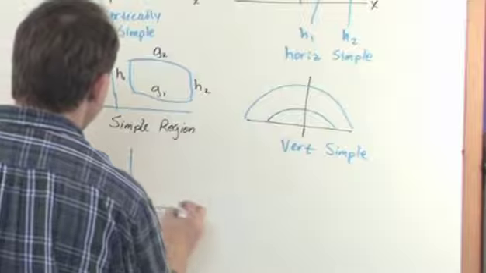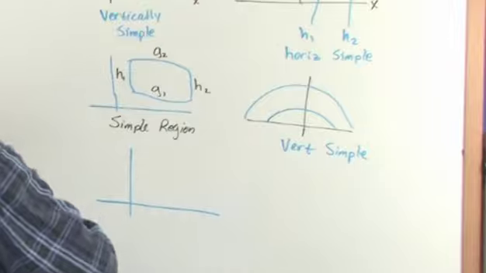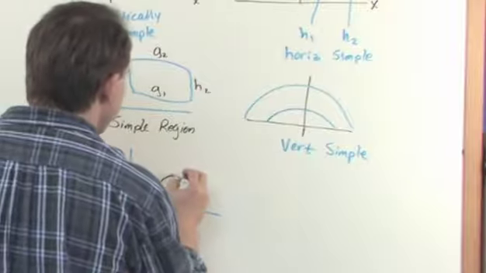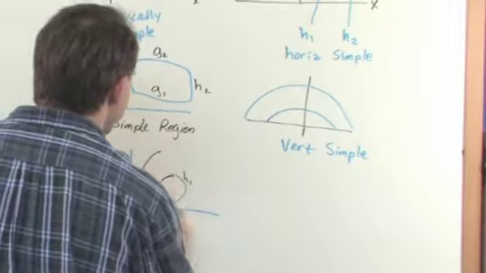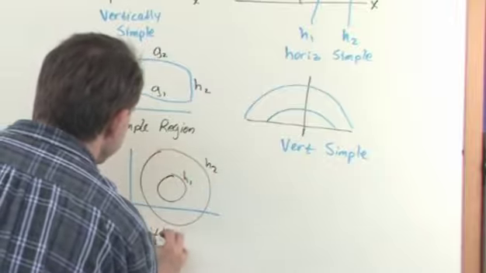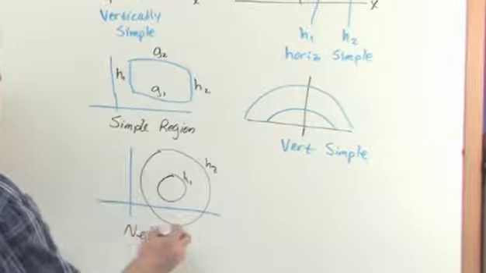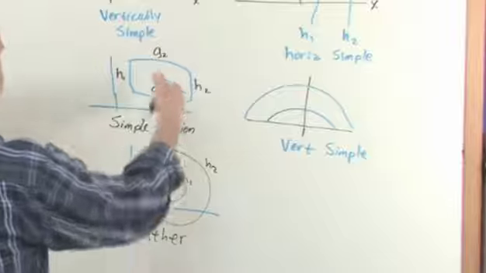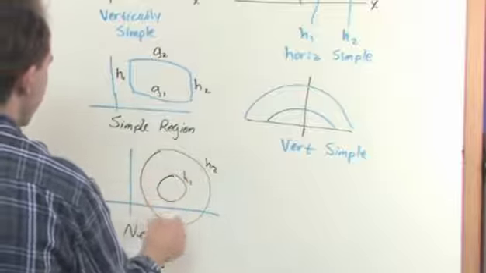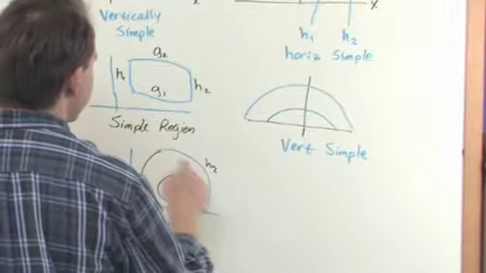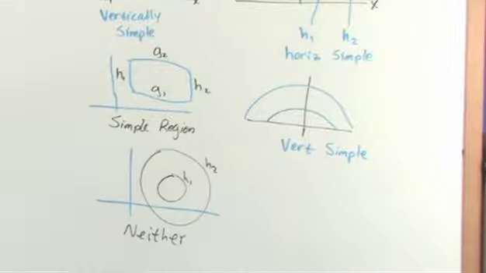The final one, and then I promise we'll get to the actual double integrals here, and you'll see why it's important, is if you had a function like this, let's say it's h sub 1, and another one over here, and that's h sub 2, this is neither. It's neither horizontally nor vertically simple. It's not simple at all. If you go this direction, you intersect the function more than one time, and if you go this way, you intersect the same function more than one time. So that is sort of a primer on vertically and horizontally simple regions.